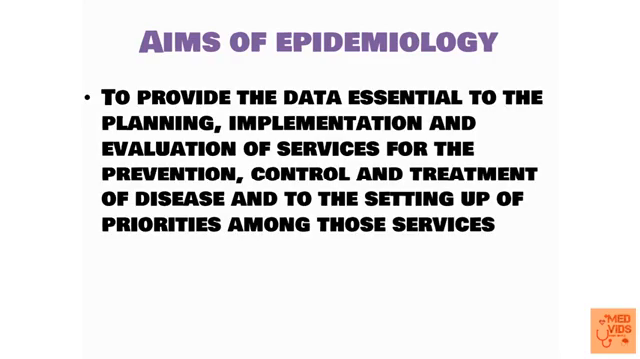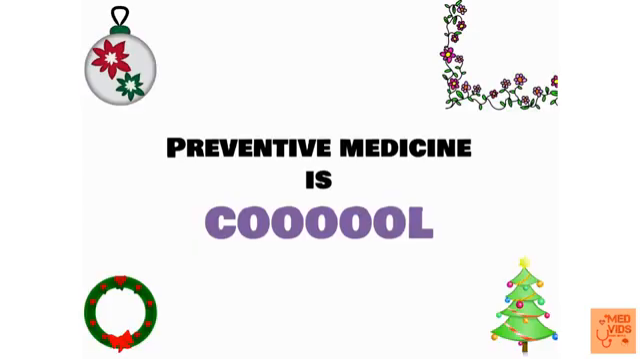The third most important aim of epidemiology is to provide the data. Okay, so we did studies, right? We did studies in that population, and we have got some data. So we provide this data, which is essential to the planning, implementation, and evaluation of services, basically health services, for the prevention, control, and treatment of disease, and to the setting up of priorities among those services.